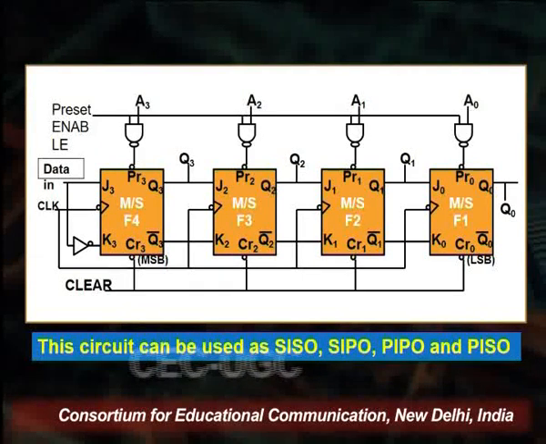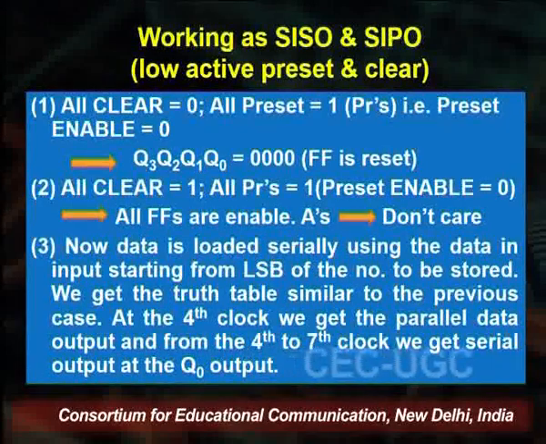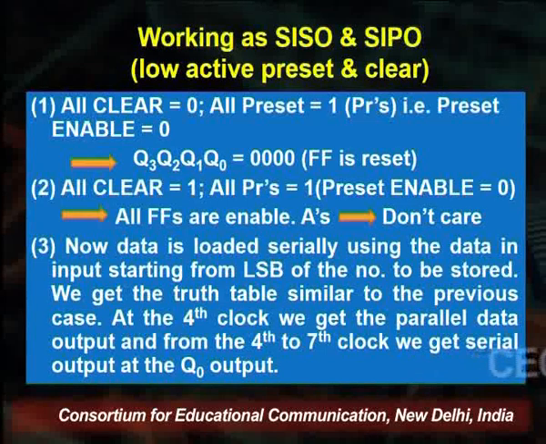We only ensure that the outputs of all the flip-flops are marked as Q3, Q2, Q1, Q0. We don't use Qs for the input. Now, in the circuit, we first keep all clear as 0, all preset as 1. That ensures that the preset enable is 0 and Q3, Q2, Q1, Q0 are 0, 0, 0, 0, and that means that the flip-flop is reset.